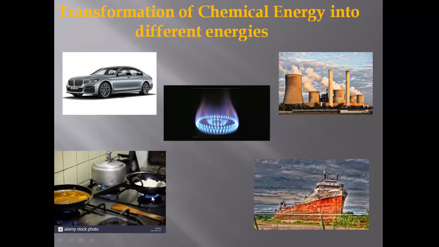For example, in cooking, the chemical energy is transformed into heat energy, and by using this heat our food is cooked. And here also chemical energy is transformed into heat energy, and using that heat our vehicles are running, that means their engines are moved. And also here chemical energy is transformed into heat energy. So the main target of combustion of fuel is to produce heat, and by using the produced heat we do different types of work. So here chemical energy is mainly transformed into heat energy, sometimes light energy, sound energy, etc.